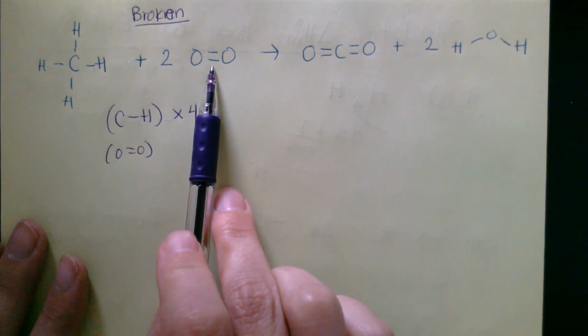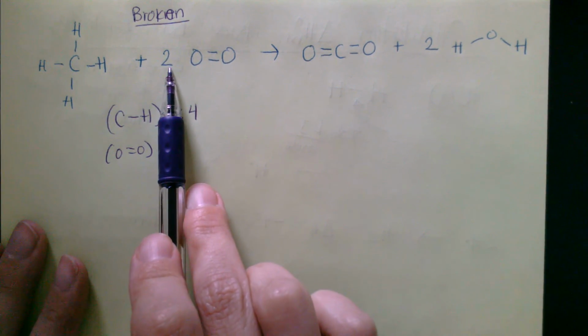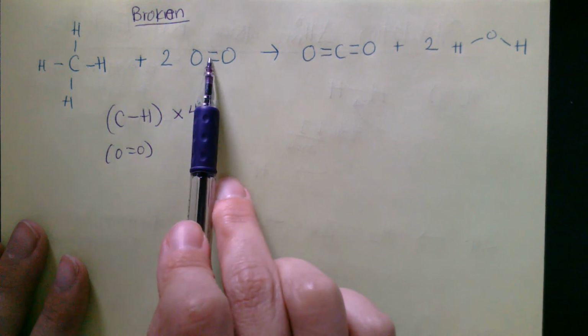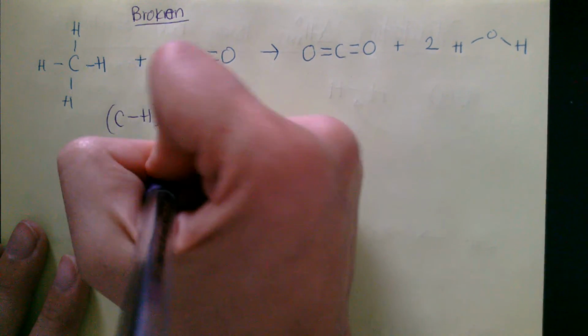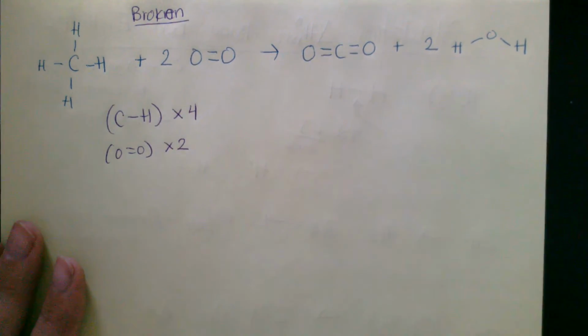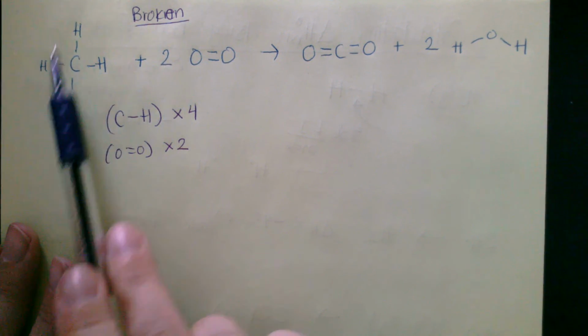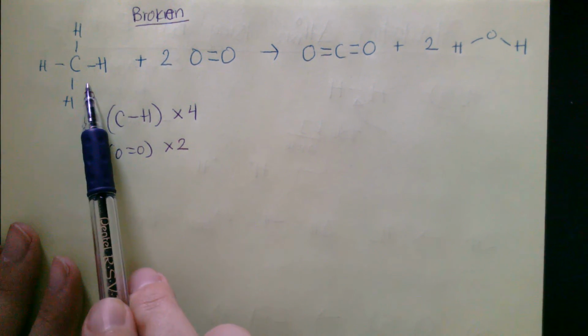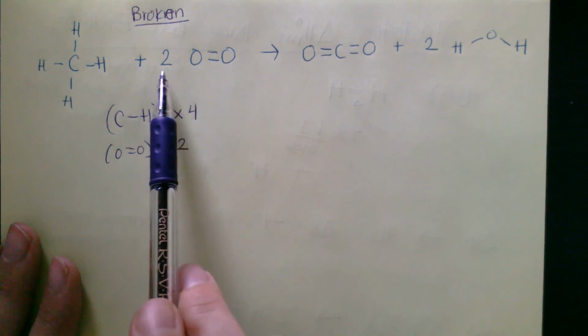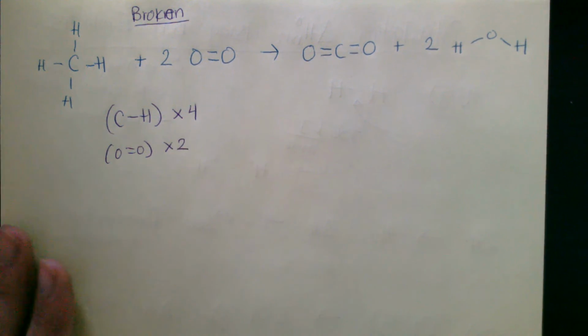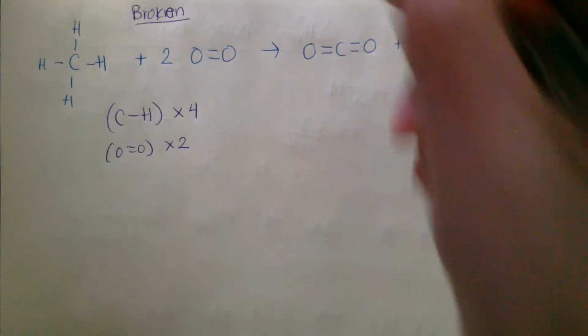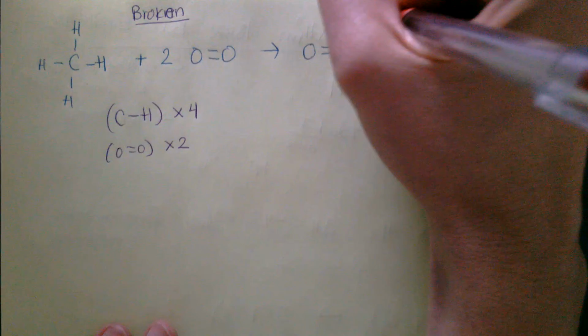Okay, so there's just one of them here, but that coefficient of 2 says I have to break this for each molecule. So this will be times 2. Okay, so I have to break 1, 2, 3, 4 bonds in this molecule. I have to break one bond here, but since I have 2 of them, I have to do that twice. Okay, so that's my broken.